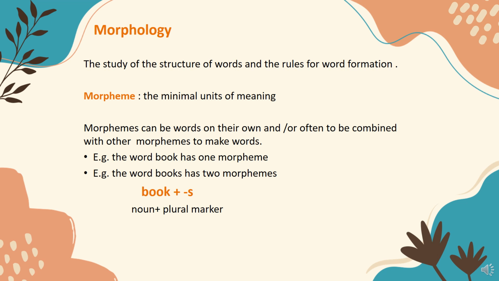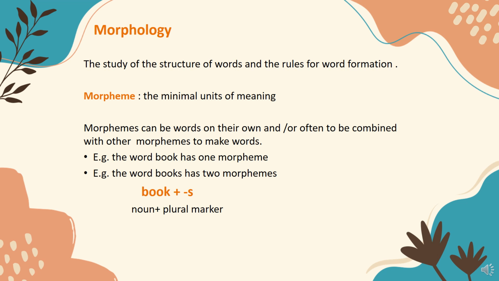Morpheme is the minimal unit of meaning. Morphemes can be words on their own, or often be combined with other morphemes to make words. What does that mean? First, a morpheme is the smallest unit of meaning. And we can combine more than one morpheme to make words, or in the same word.